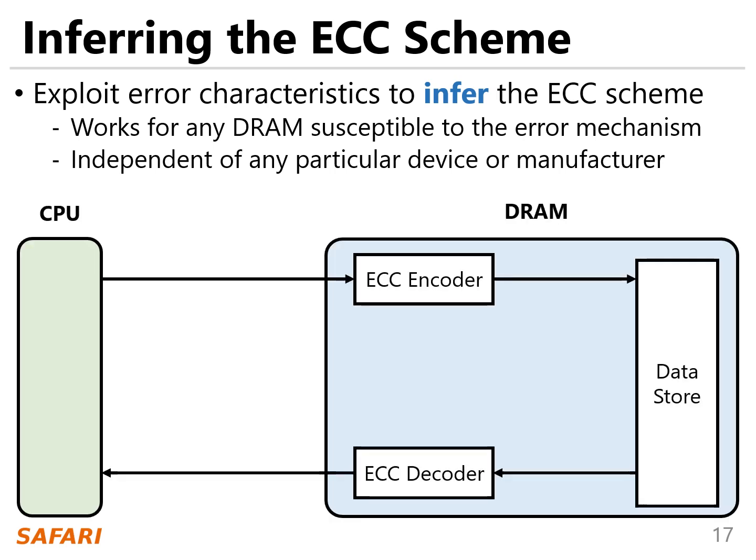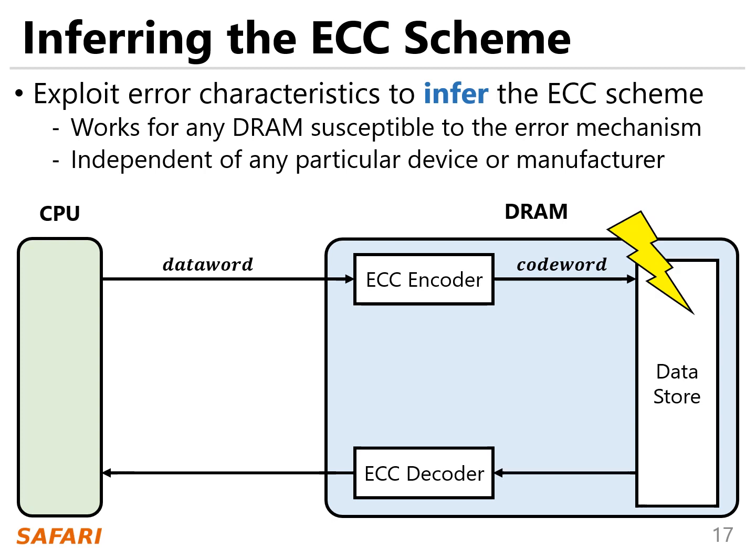So here I'm showing a high-level block diagram of how a device with on-die ECC might work. And so I'm going to define some terms so we can more easily talk about this scenario. So on a write operation, the CPU will write what's called a data word into the DRAM device, and the ECC encoder will transform the data word into a code word. Now this code word gets stored into the data store where errors may occur.